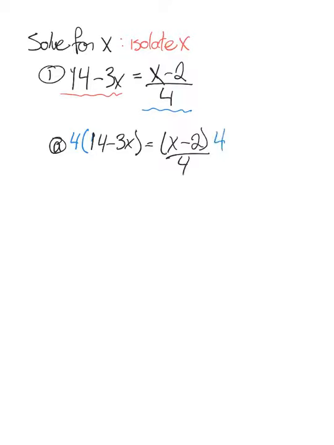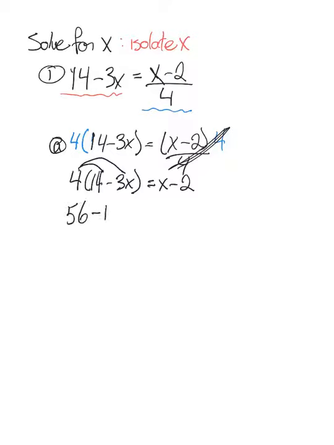If you multiplied both sides by 4, you can see that these two 4's on the right hand side will cancel out, leaving you with just 4 times 14 minus 3x equals x minus 2. But now since we multiplied it through, we need to carry the 4 through each term. So 4 times 14 is 56, and 4 times 3 would be 12, so negative 12x equals x minus 2.